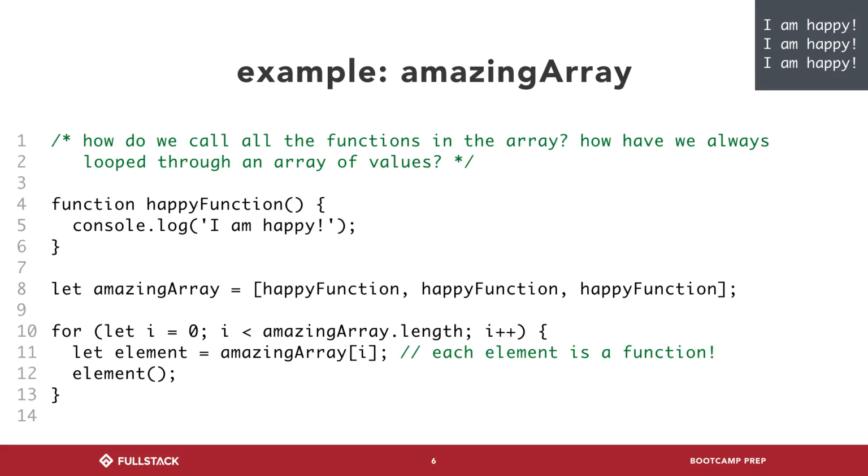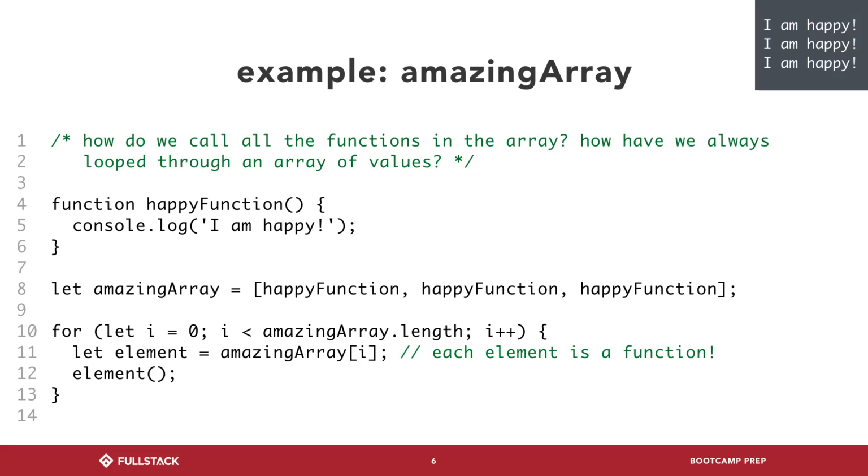So now when I look at this, when I say element is equal to amazing array, element is equal to this function, when I invoke element, it's the same as me invoking this function. And so that's why on line 12 there, when I invoke element, I'm actually doing it 3 times because it's a for loop on line 10.